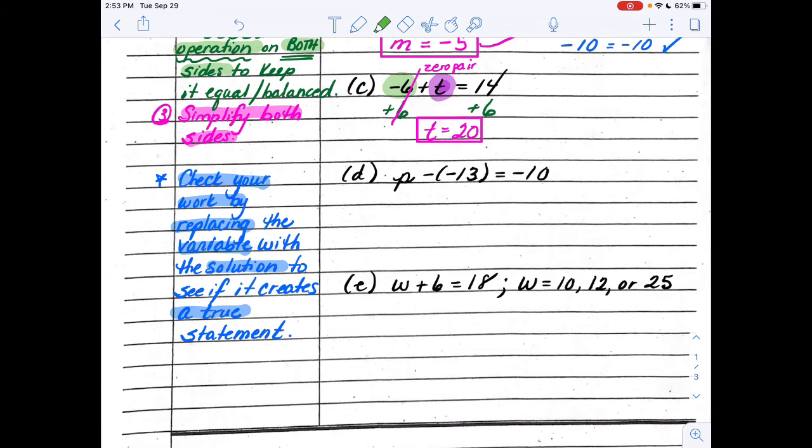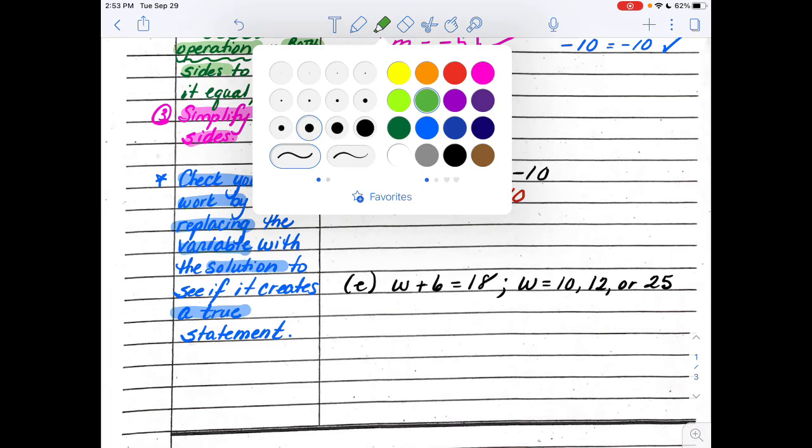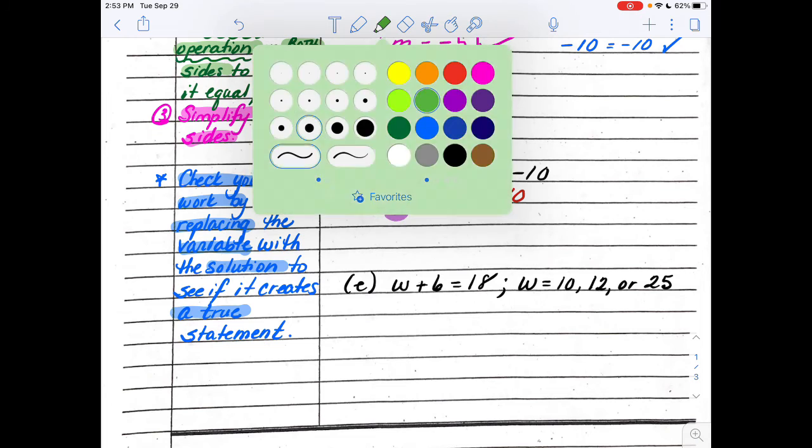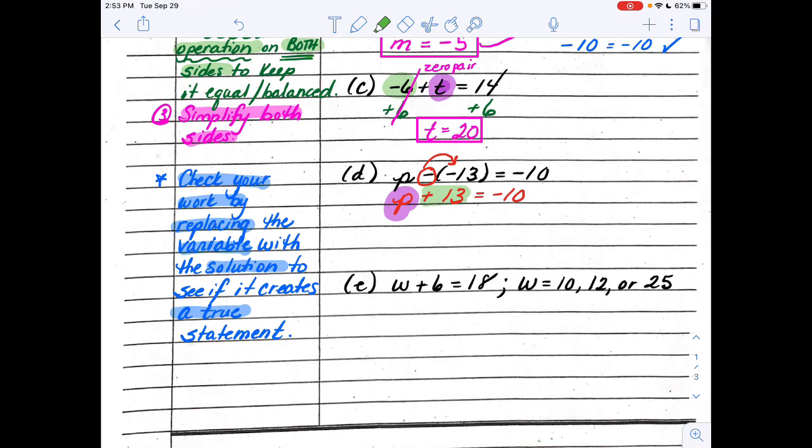Now first thing I hope you noticed is it is a subtraction problem. So before I even get started, I'm going to probably change this to P plus, add the opposite, 13 equals negative 10. Now the variable I need to get isolated is P. What do I have to get rid of that's on the same side of the P? This positive 13. What is the inverse operation of a positive 13? How can I get a zero pair? Exactly. I'm going to subtract 13.